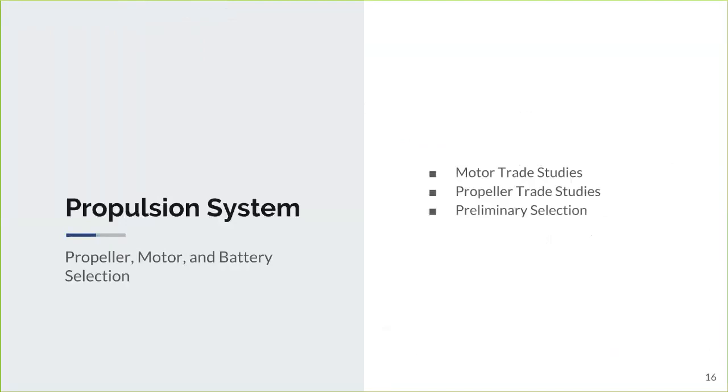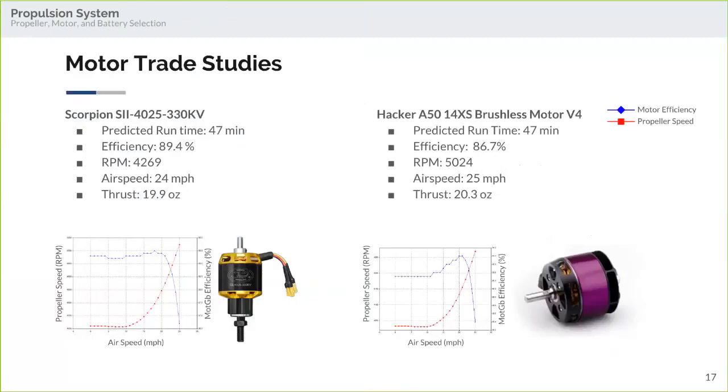All right, good morning, everyone. My name is Anthony Smonty, and I'm an aerospace engineering major at Tuskegee University. I'm going to be talking about our propulsion system, some of the trade studies that we did, and the two motors that we narrowed it down to, our propeller trade studies, as well as our preliminary selection for our ESC, prop, motor, and battery.